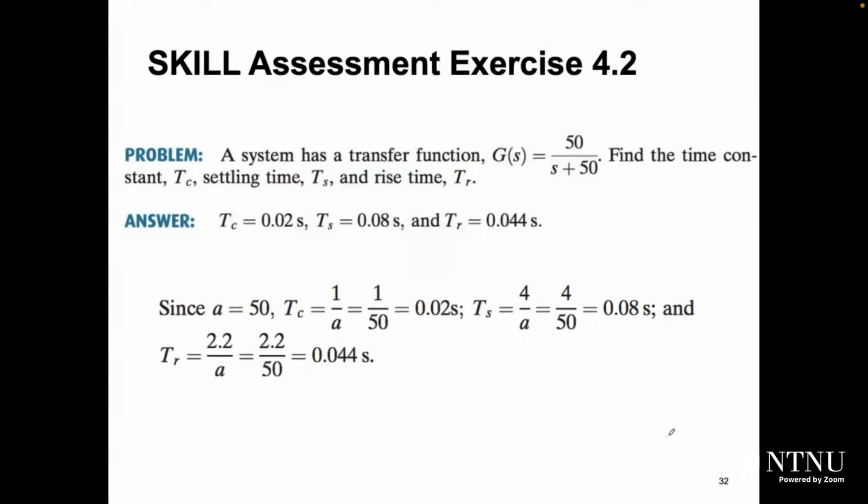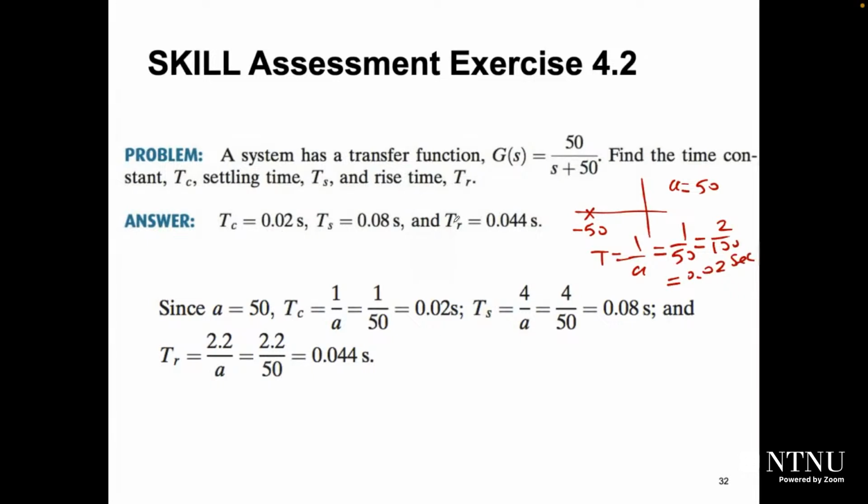We have here an exercise: a system which has this transfer function. Find the time constant, settling time and rise time. Easy, easy, easy, right? Quickly, this one is S plus A, correct? So now we have a pole at minus 50, so A equals 50. The time constant will be 1 divided by A, which is 1 divided by 50, so 2 divided by 100. So it will be 0.02 seconds. This is my time constant.